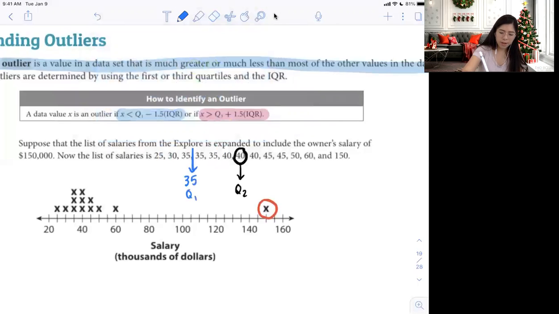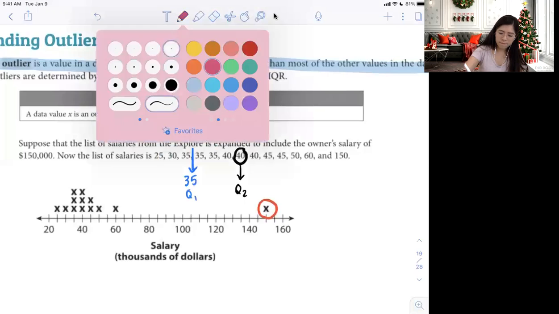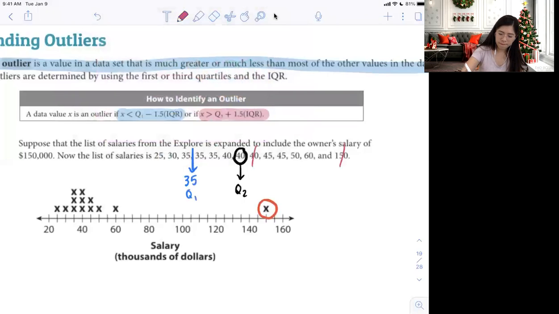And what about Q3? Between 45 and 50. You can do 45 plus 50 and then divide that by 2. What do you get? 47.5. Awesome. Any final questions on how to calculate those values? Because at this point, we've done it enough. I expect you guys to know how to do it.